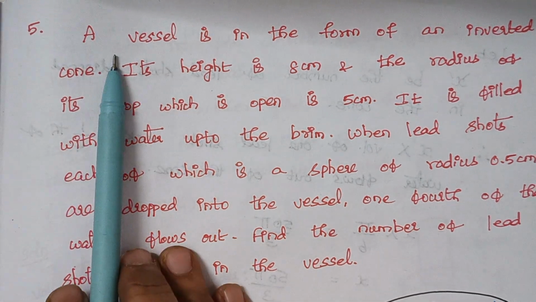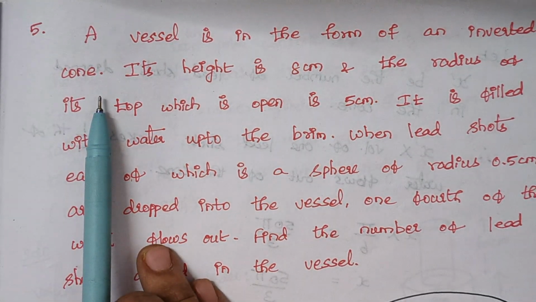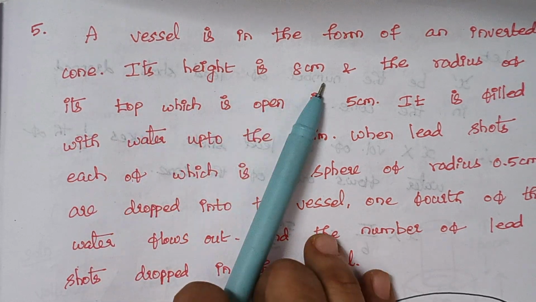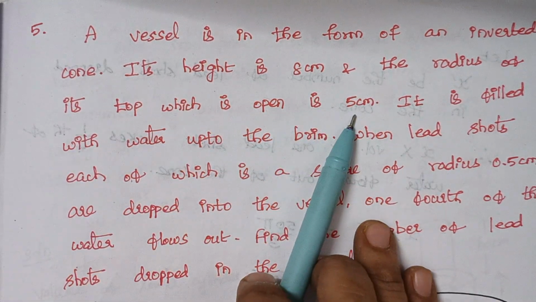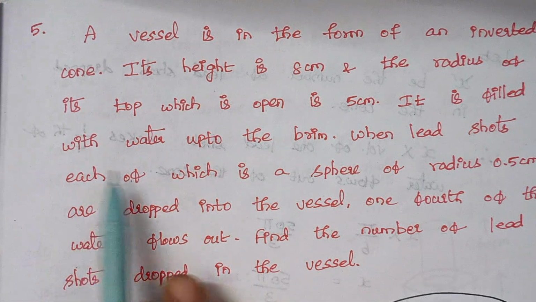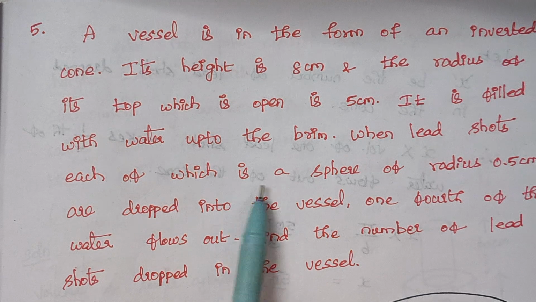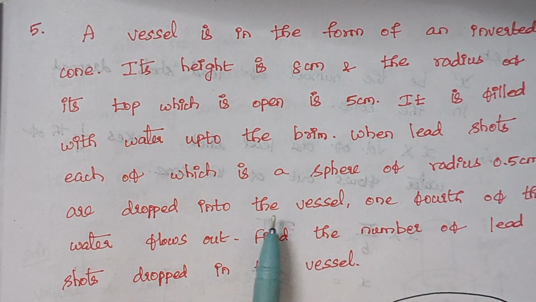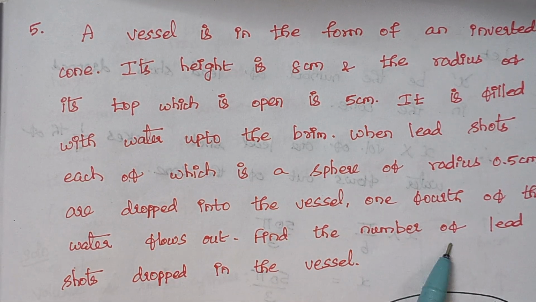The next is problem number 5. Here the problem is: a vessel is in the form of an inverted cone. Its height is 8 cm and the radius of its top, which is open, is 5 cm. It is filled with water up to the brim. When lead shots, each of which is in the shape of a sphere of radius 0.5 cm, are dropped into the vessel, 1/4 of the water flows out. Find the number of lead shots dropped in the vessel.